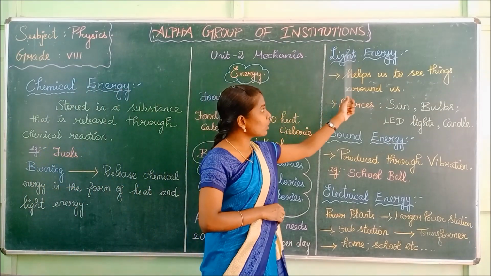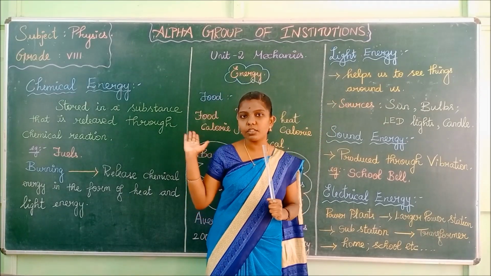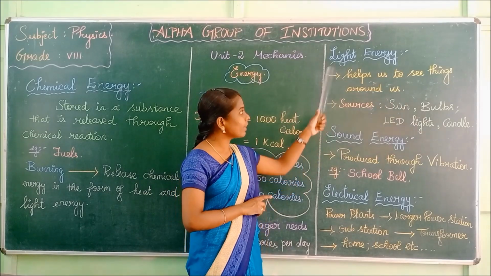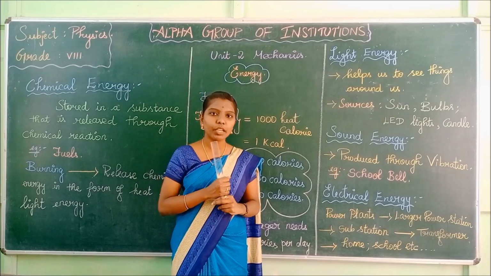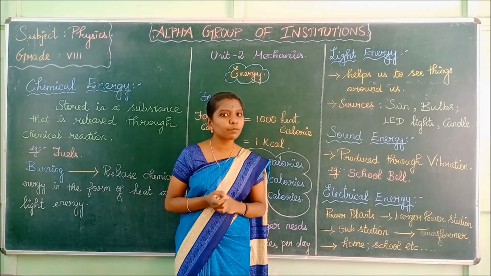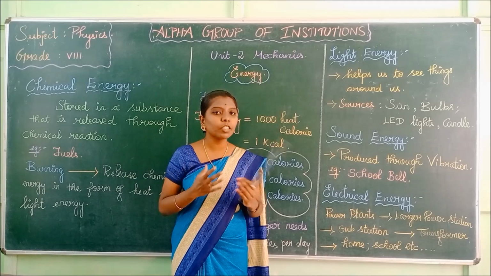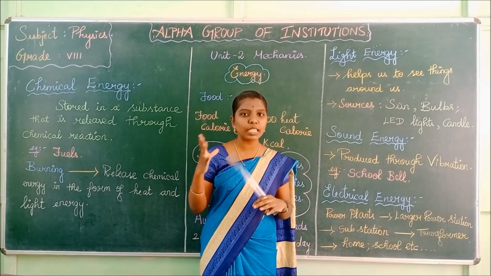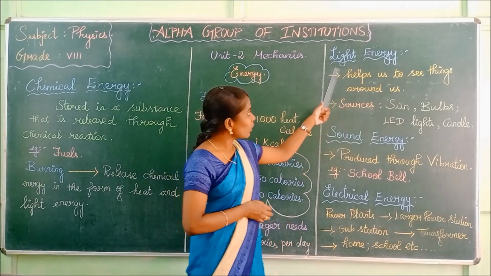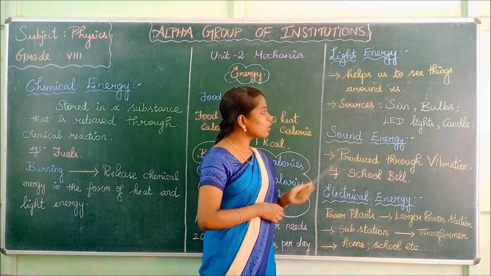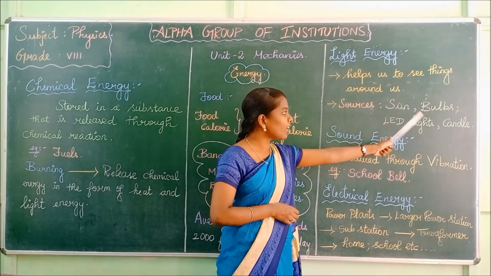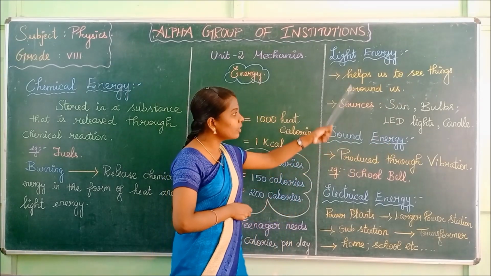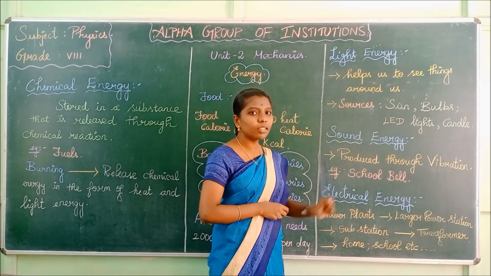Next, we are going to see what light energy is. We have seen what chemical energy is and its examples. The next form of energy is light energy. Do we require light to see things? Yes, of course. Without light, we cannot see things around us. So light helps us to see things around us. The major sources of light energy are the sun, bulbs, LED lights, candles, etc.